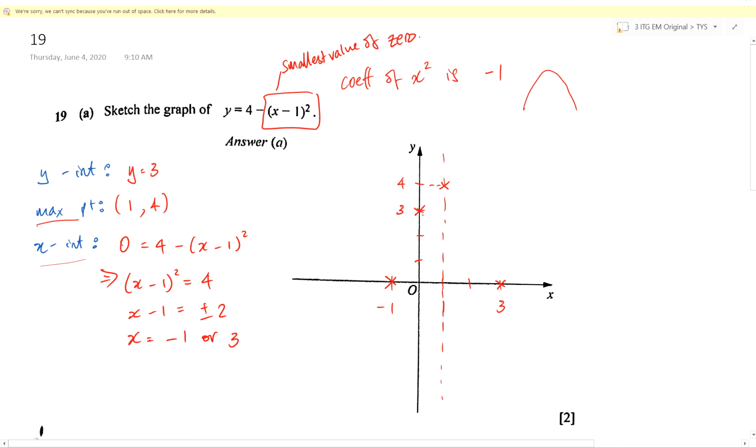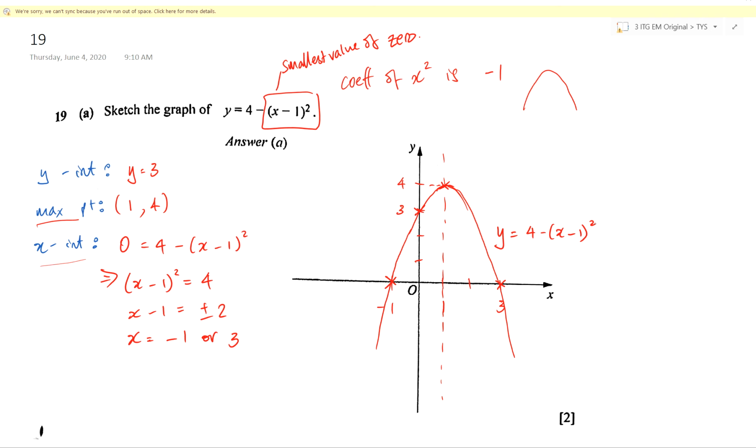So now your job is to join this up. Try and join it with a smooth curve. The turning point should not be a sharp point, and your curve should not be as hairy as mine. You get to erase and draw again. So here we have our graph. Label it y equals 4 minus (x minus 1) squared.